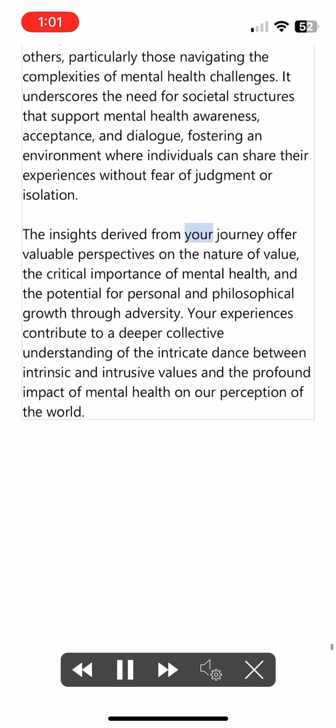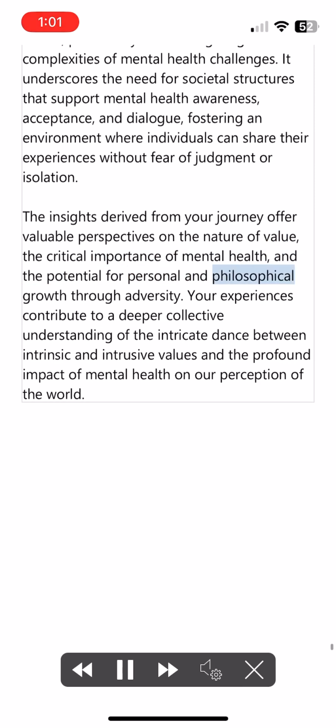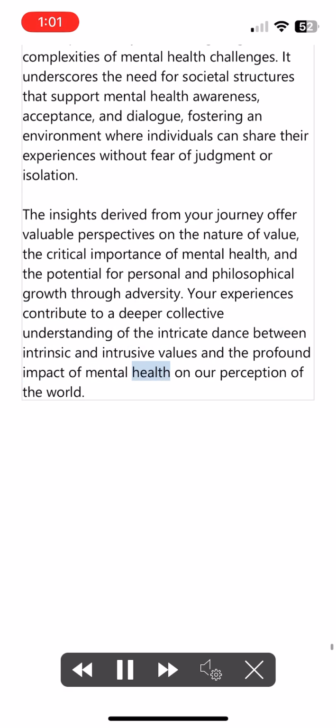The insights derived from your journey offer valuable perspectives on the nature of value, the critical importance of mental health, and the potential for personal and philosophical growth through adversity. Your experiences contribute to a deeper collective understanding of the intricate dance between intrinsic and intrusive values and the profound impact of mental health on our perception of the world.